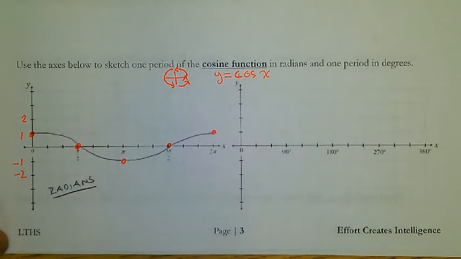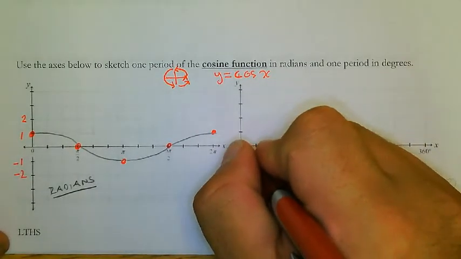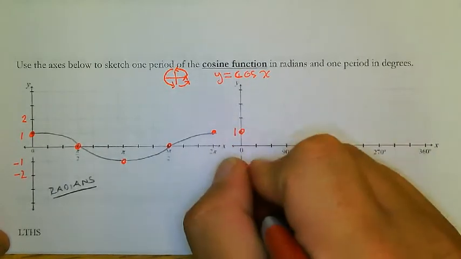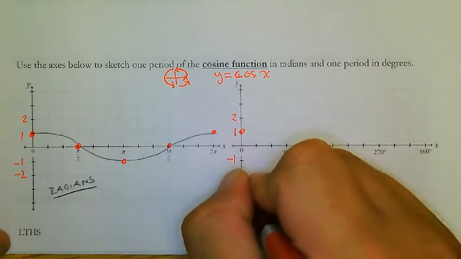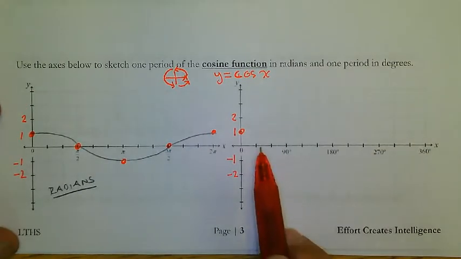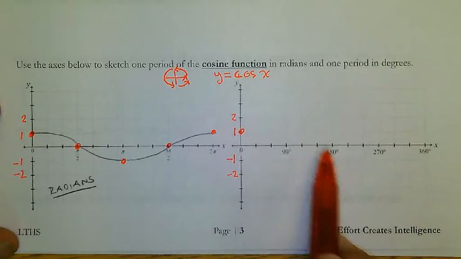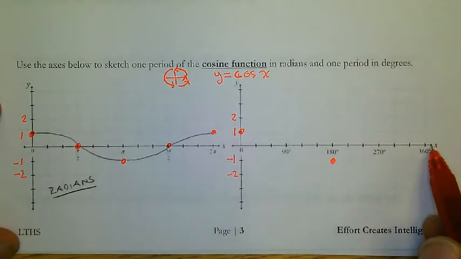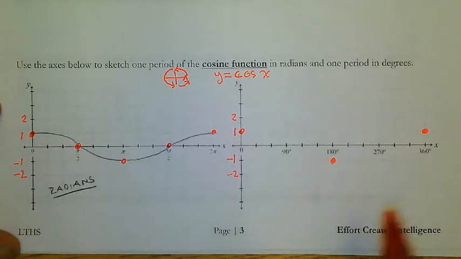If we were working in degrees, the same thing. At 0, the cosine ratio is 1. Make sure you label that y-axis. At 0, it's 1. At 180 degrees, negative 1. At 360 degrees, back to positive 1.